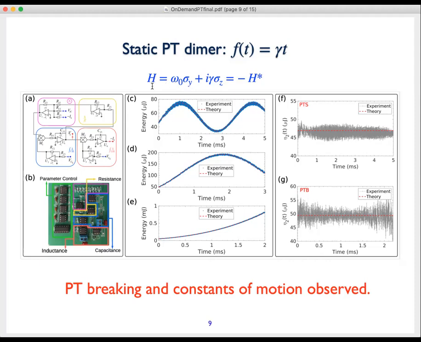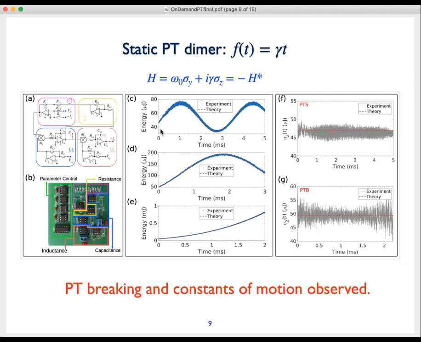But at this point, I have a linearly varying gamma of t, and therefore I get a prototypical PT dimer, if you wish, in a single electrical circuit. So a single LC circuit, I have a prototypical dimer. What is shown here, panels C, D, and E, is tracking the energy, or the norm of the state. My norm of the state, remember, is the energy. So tracking the norm of the state as a function of time.